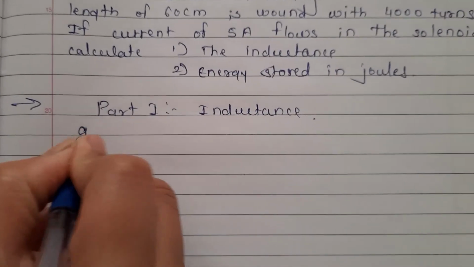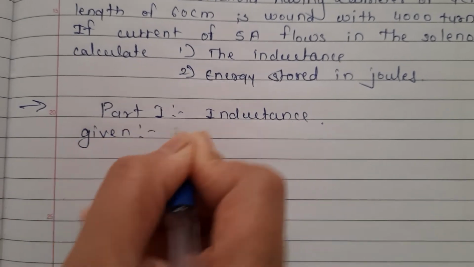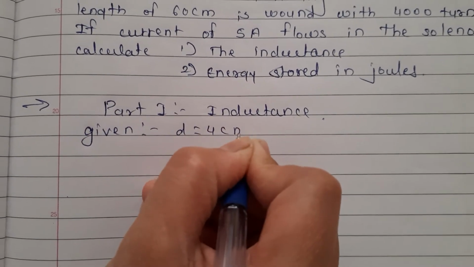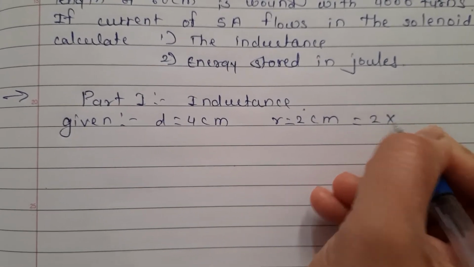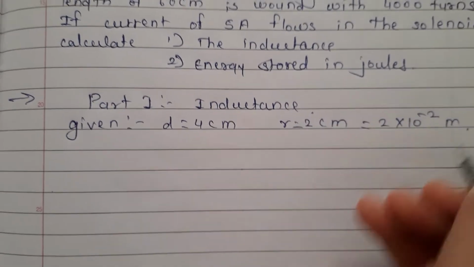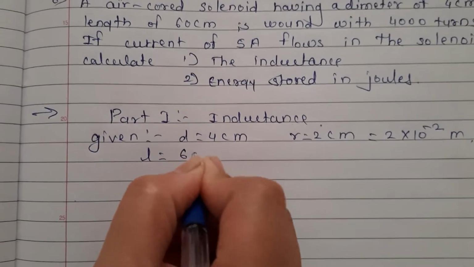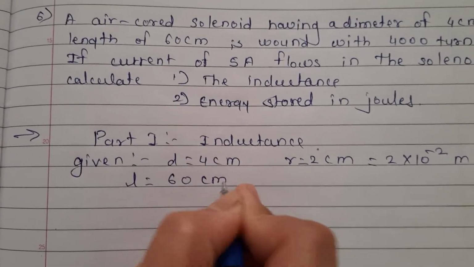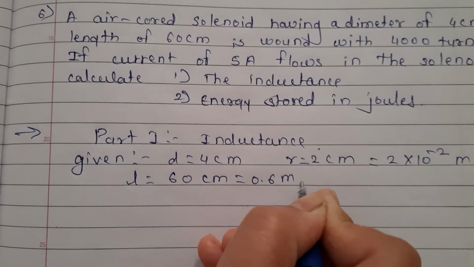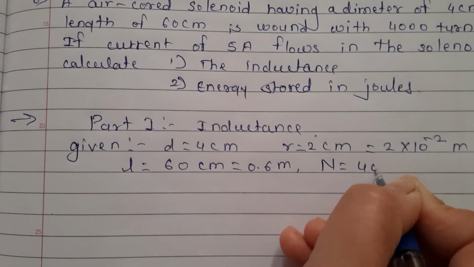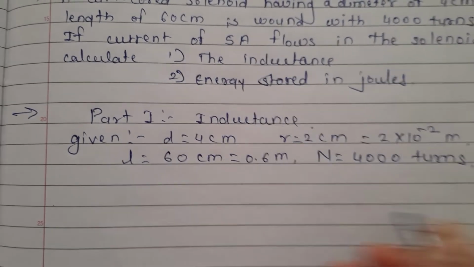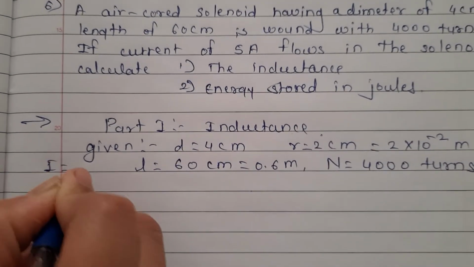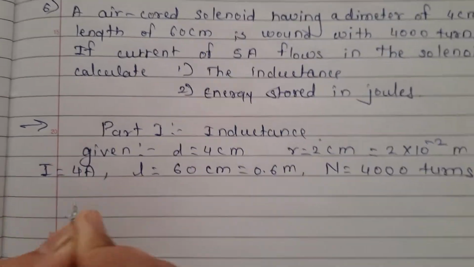Now what is given in the problem? Given that diameter D is 4 cm, so radius is 2 cm. In meter it is 2 into 10 raised to minus 2 meter. Now length is given 60 cm, so it is 0.6 meter. Turns 4000 turns, so N is 4000 turns. Also what is given? I, that is current, is given 4 ampere.